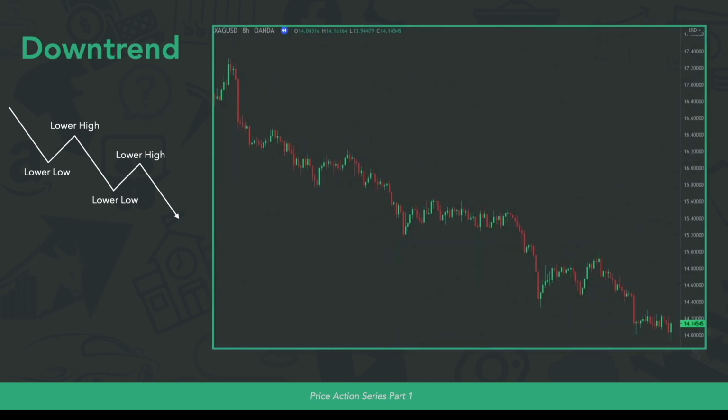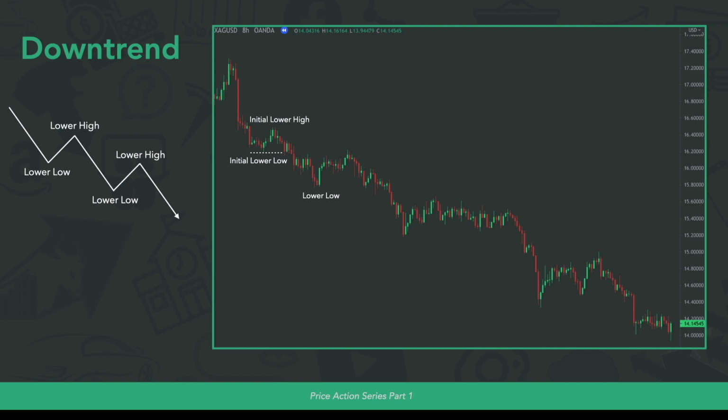Okay, so silver, 8-hour time frame. So, nasa downtrending market tayo. Let's identify the structure. So, we have this initial lower low and then initial lower high. Okay? Once we break this level, mako-confirm natin yung downtrend. So, magkakaroon tayo ng lower low.